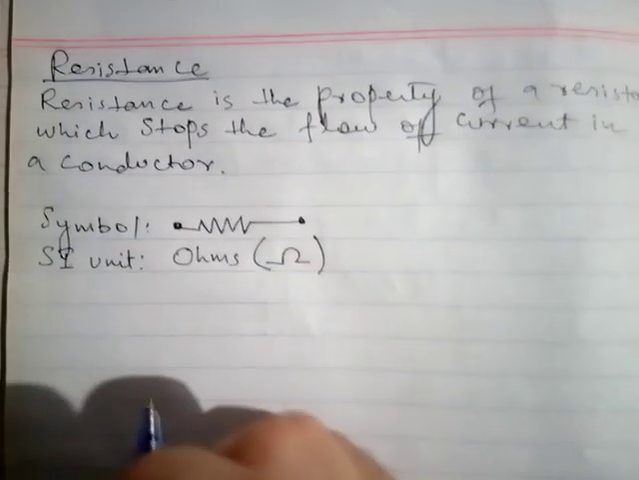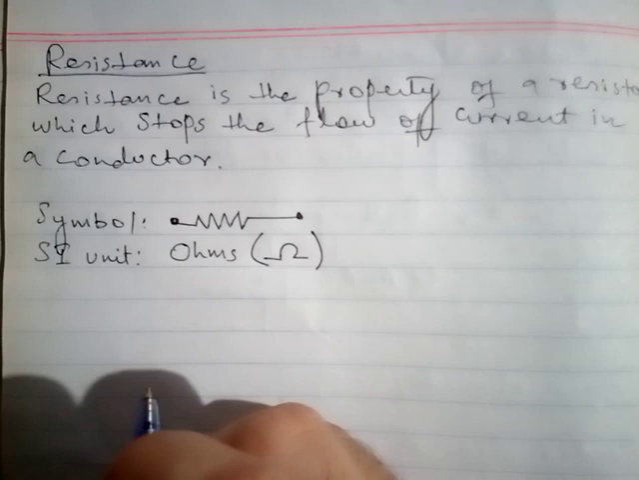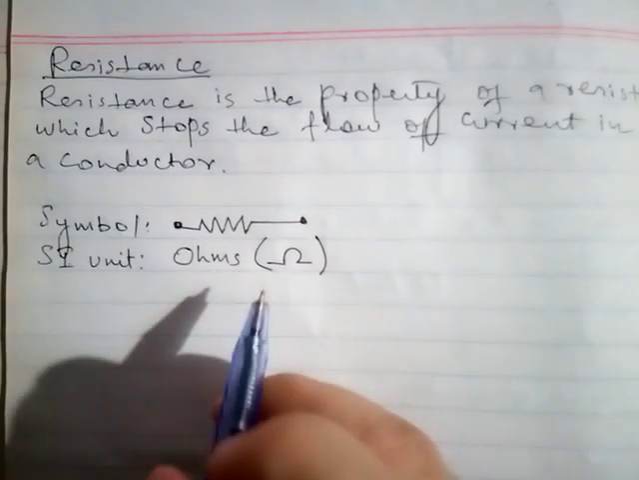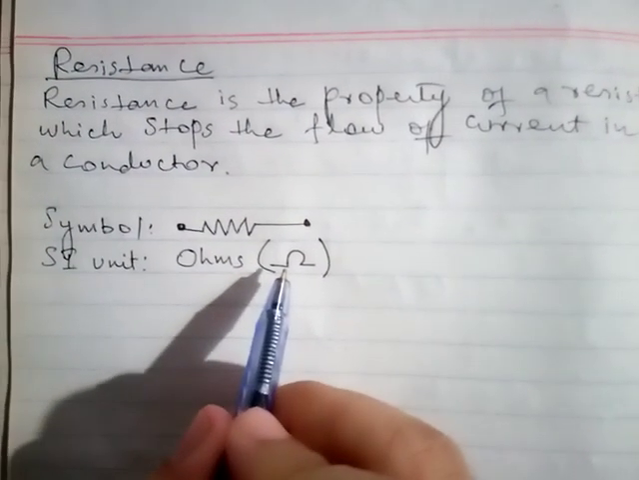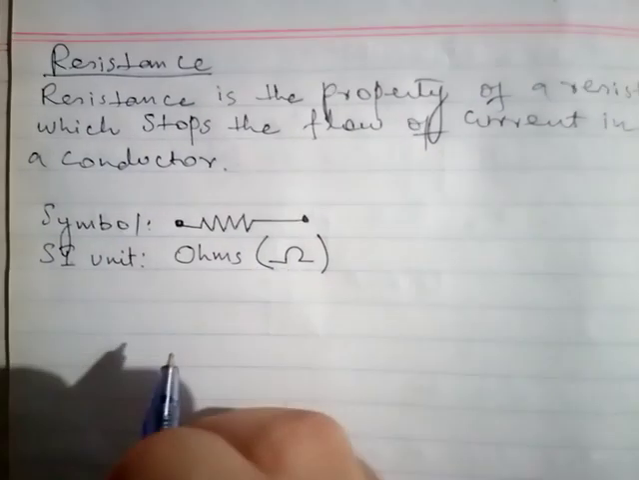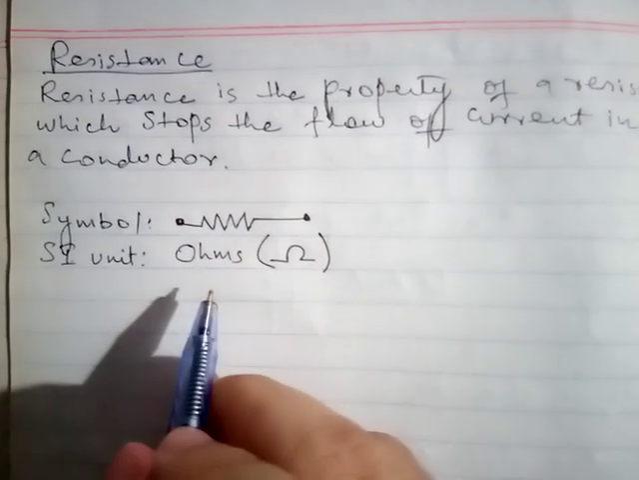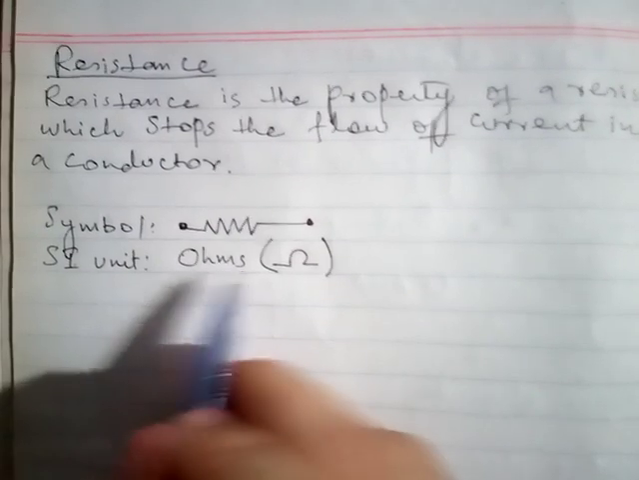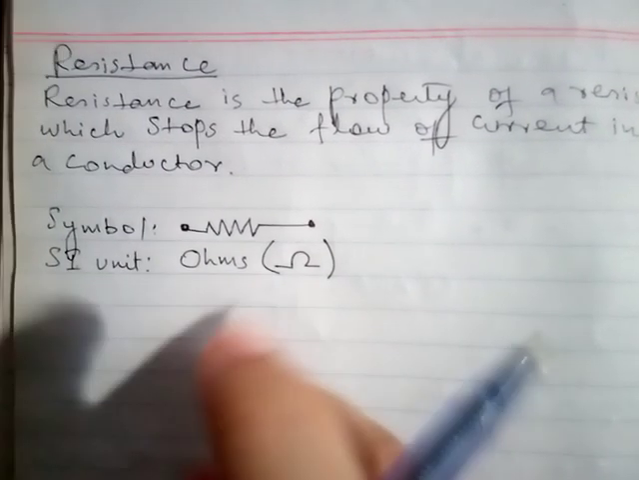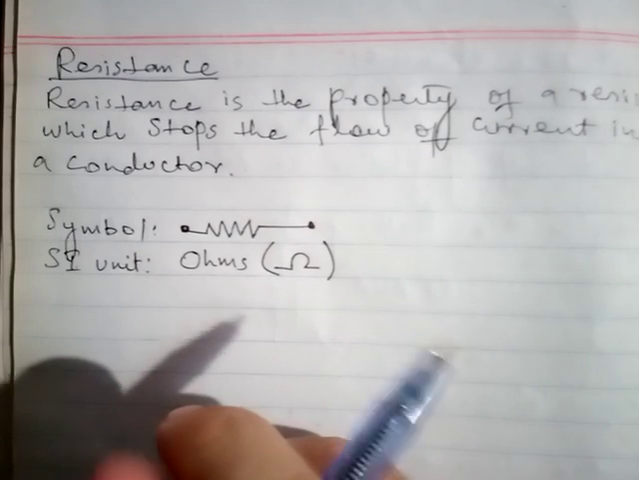Whenever you are solving problems in the form of numericals, calculations or measurements, you can use this symbol because it is the short form. It will be difficult to write ohms again and again in calculations, measurements, on paper. So you can simply use this symbol to denote the standard unit of resistance.